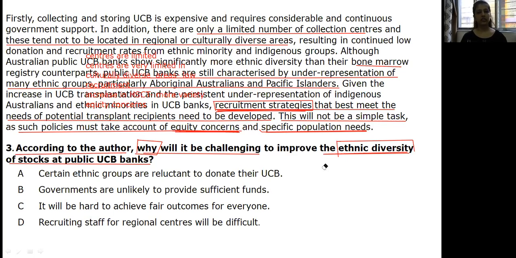Which answer choice do you think correctly summarizes all the points made by the writer? Do not pay attention to the first sentence, as I discussed earlier. First sentence is altogether about the financial aspect of it. Question is not asking you about the financial aspect, it is particularly asking about ethnic diversity. So try to think of a summary from this part, okay, to the end of the paragraph. The word reluctant means not willing.